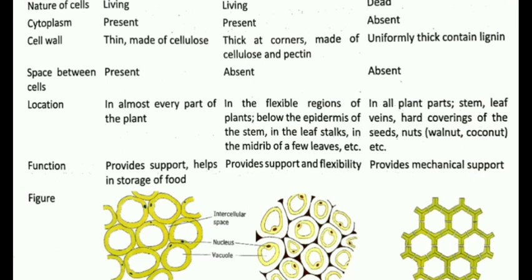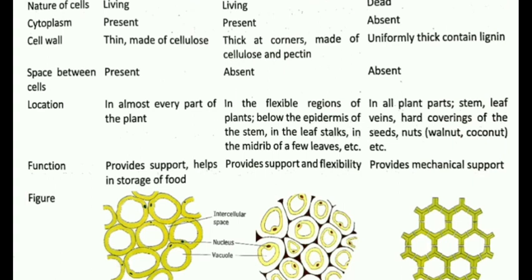The cells of parenchyma are found in almost every part of the plant. The cells of collenchyma are found in the flexible regions of plants, below the epidermis of the stem, in the leaf stalks, in the midrib of a few leaves, etc. The cells of sclerenchyma are found in all plant parts: stem, leaf, veins, hard coverings of the seeds, nuts like walnut, coconut, etc.